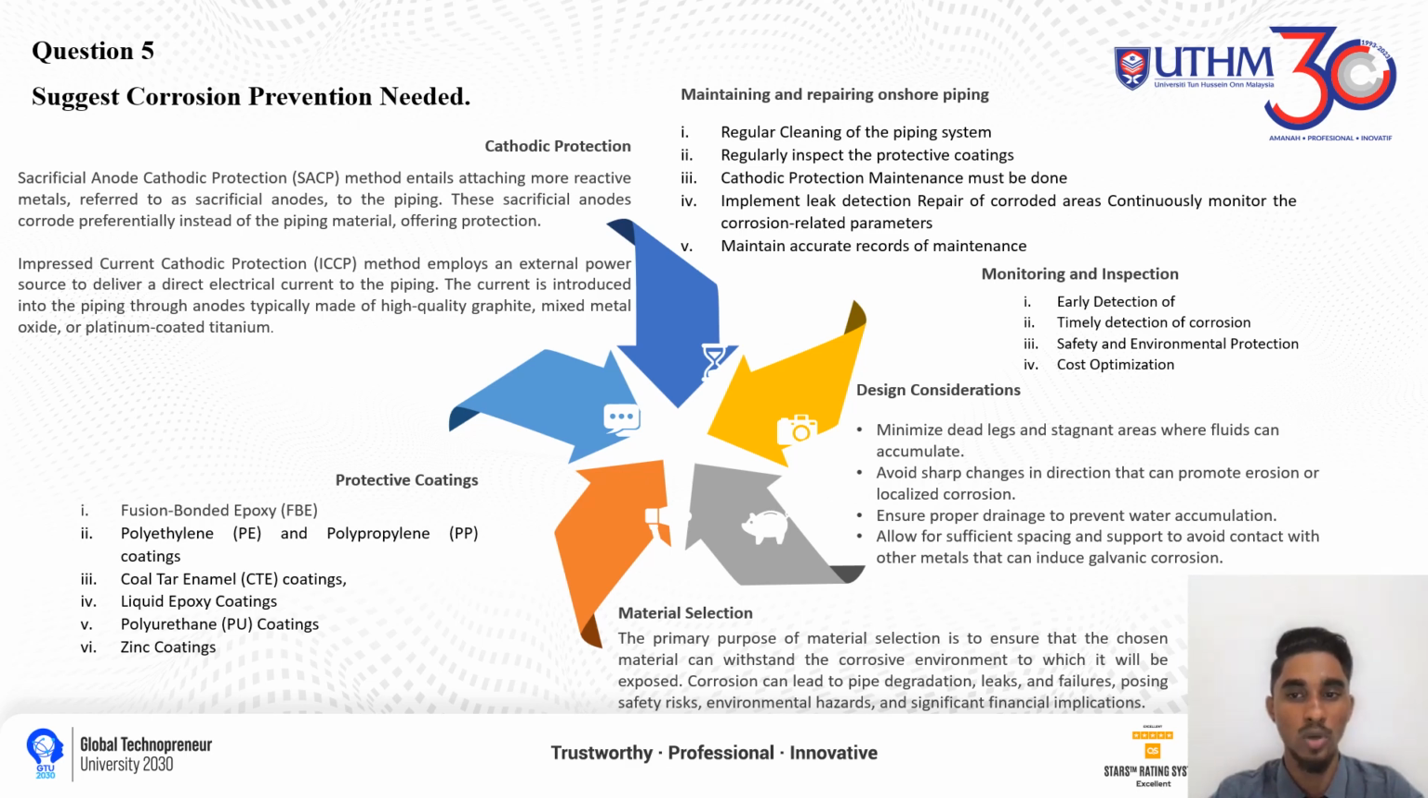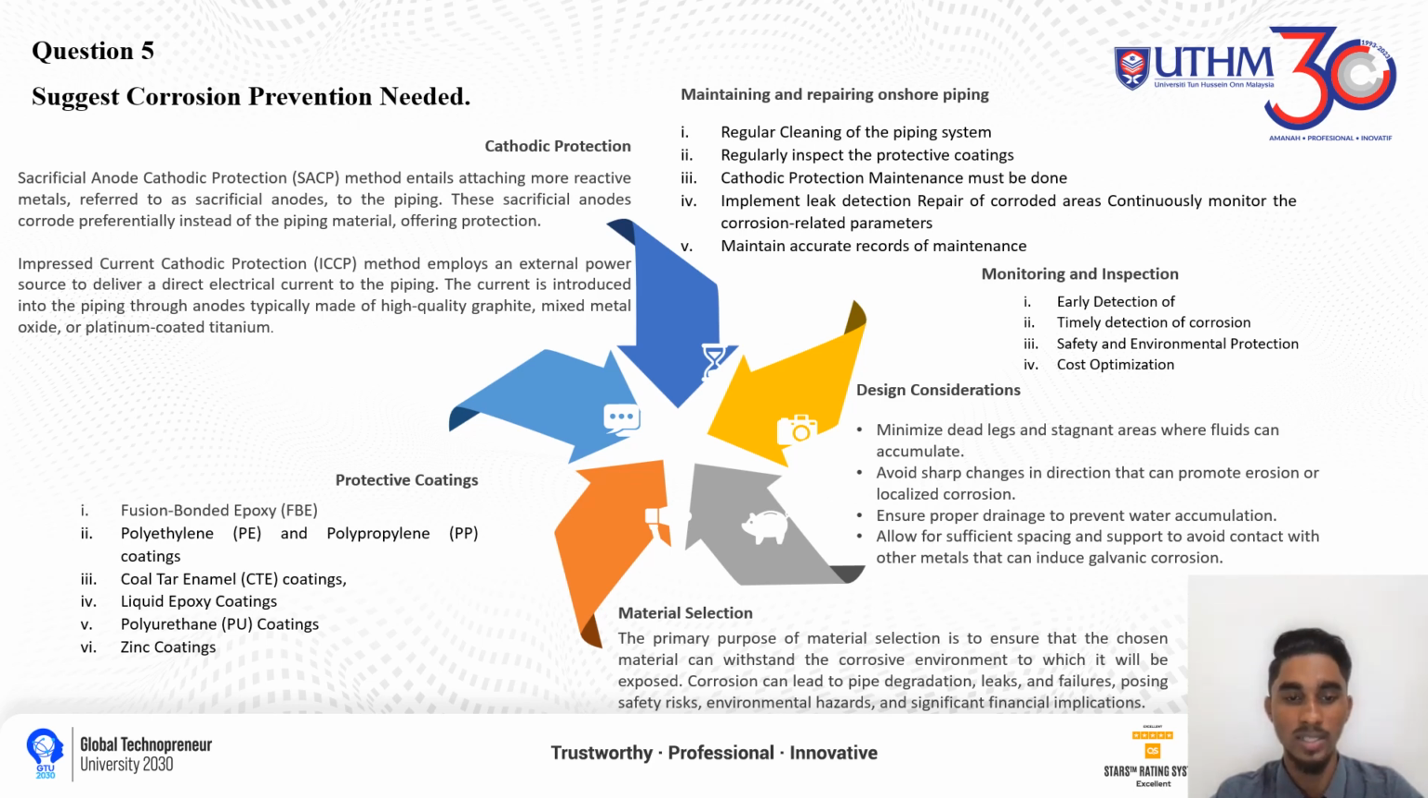So there are two types of cathodic protection methods which are commonly used for onshore piping. The first one is the sacrificial anode protection, which corrodes preferentially instead of the piping material, and offers protection. Zinc, aluminum or magnesium are common materials used for the anodes, possessing a more electronegative electrochemical potential than the piping material. When the anodes are electrically connected to the piping, they generate a galvanic current that flows from the anodes to the piping. This current counteracts the corrosion reactions on the piping surface, providing cathodic protection.